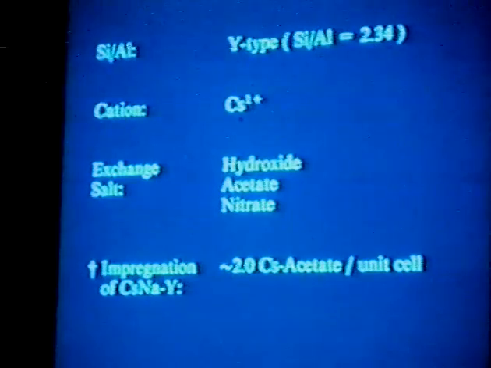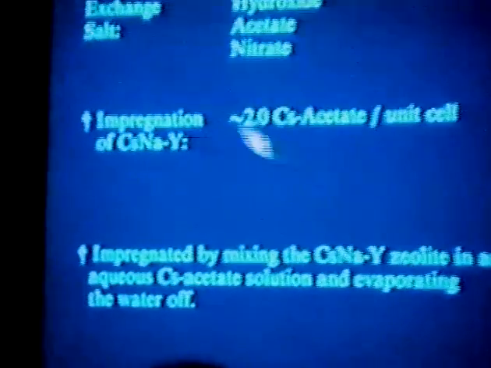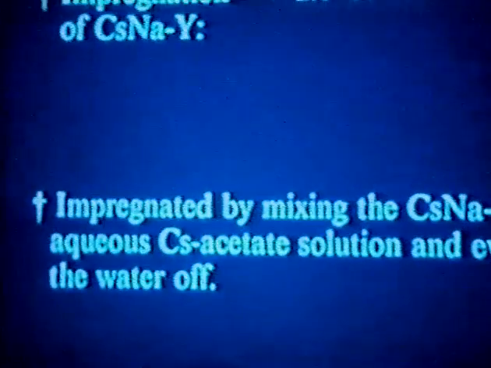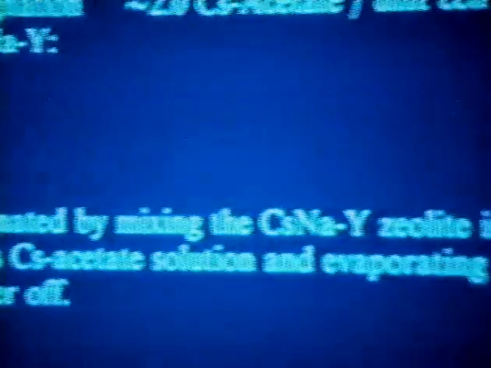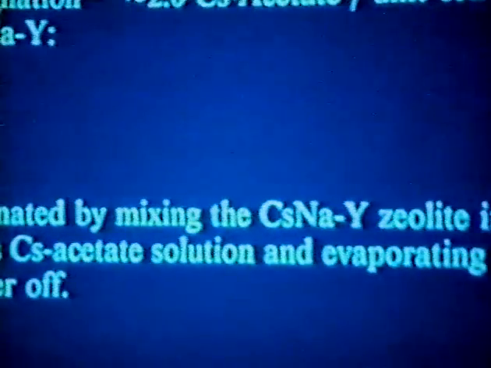And the most important point was the impregnation of the zeolite. This is what really added to the base activity. We did an effective loading of approximately 2 cesium acetates per unit cell into the zeolite. Impregnation was done by mixing the cesium Y in an aqueous cesium acetate solution and evaporating off the water, leaving the acetate squared onto the Y zeolite.